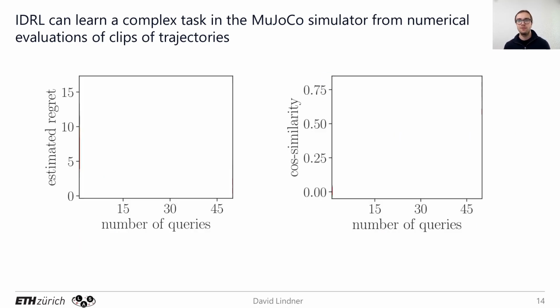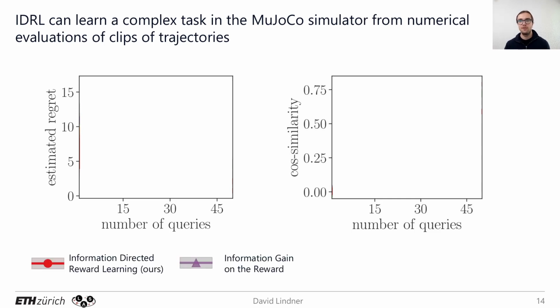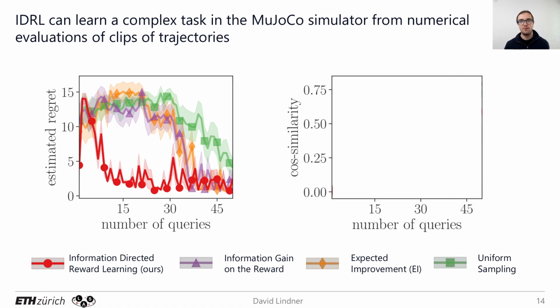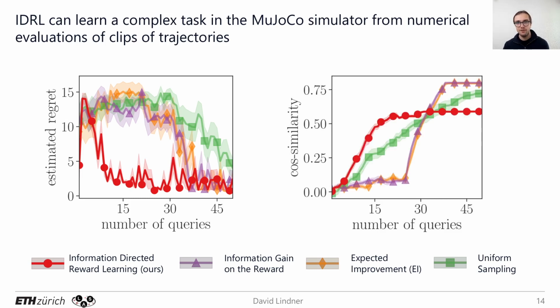So here are the same plots as before. Again, regret and cosine similarity of the reward. We compare similar algorithms on this environment. And IDRL is able to learn much better policies with a small number of samples. So if you look at these regret plots, you can see the policies get much better early on. However, if you look at the cosine similarity, there seems to be some trade-off with learning a uniformly good approximation. So the reward function learned by IDRL is worse measured by cosine similarity. However, it leads to much better policies, which is ultimately what we care about.